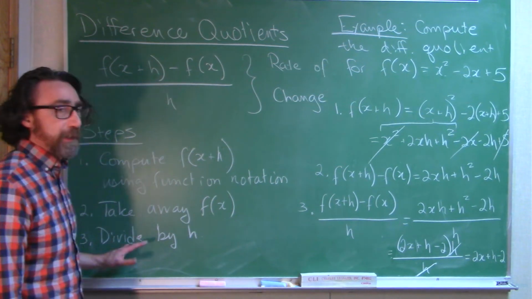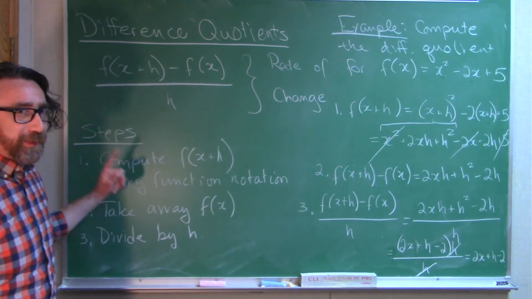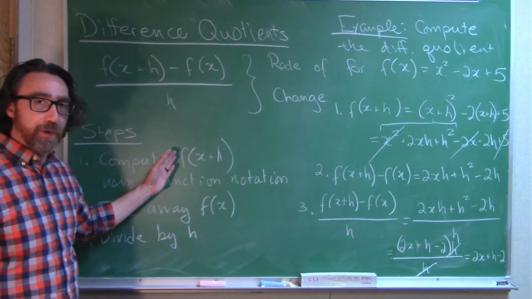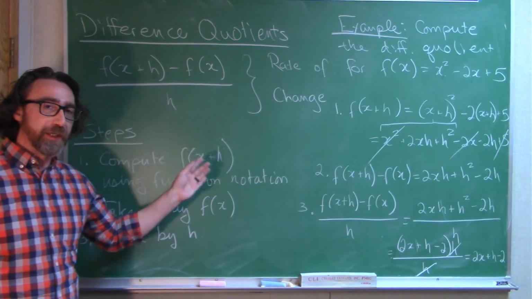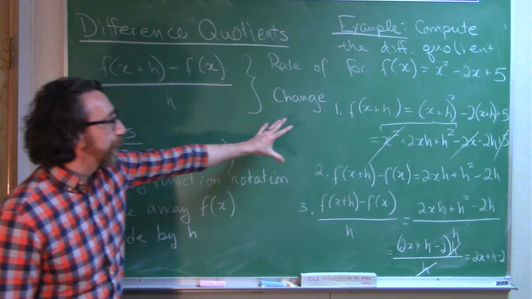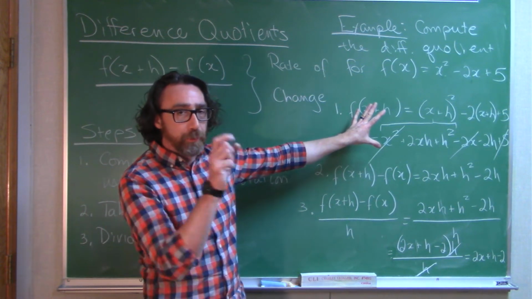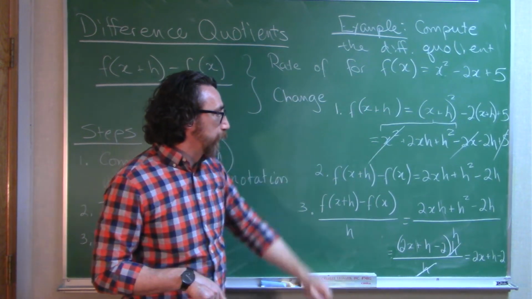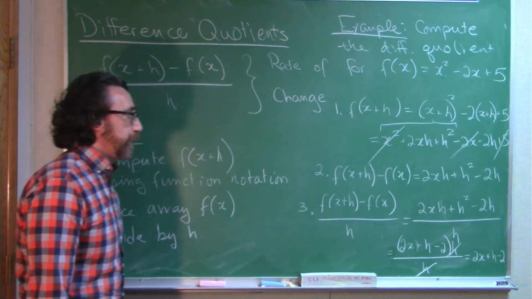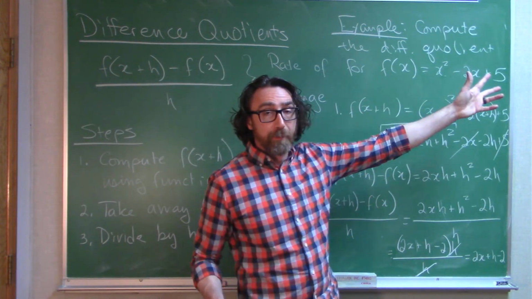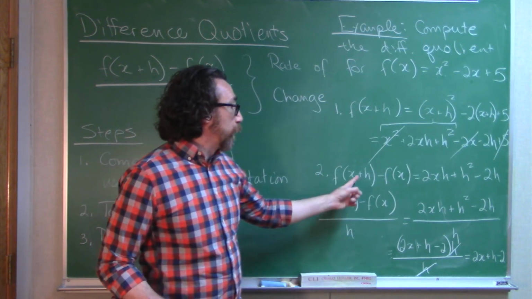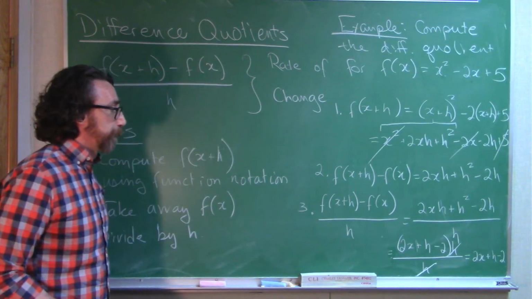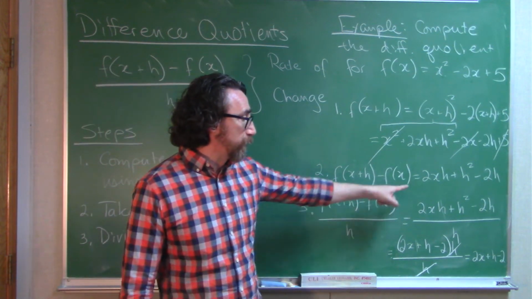I would highly recommend that you use these steps to simplify your difference quotients. Start by figuring out what f of x plus h actually is. Write that down separately. Use what you know about function notation to compute it. Then once you've done that, I usually just cross it out. Okay? When I'm taking f of x plus h and subtracting f of x, and then lastly divide by h.